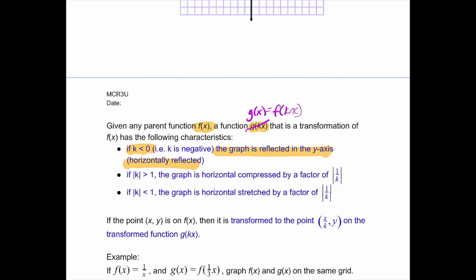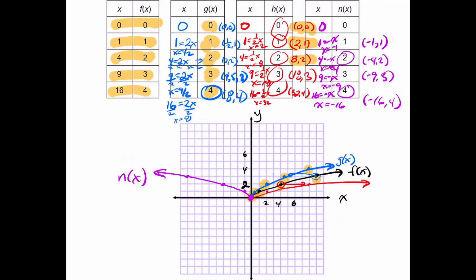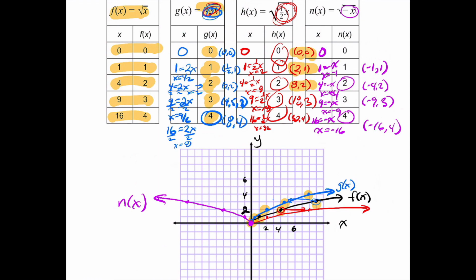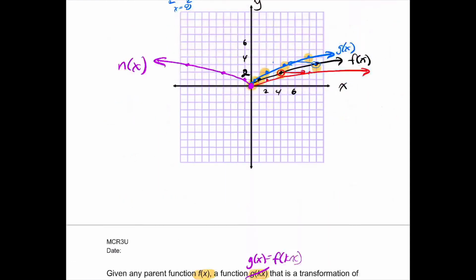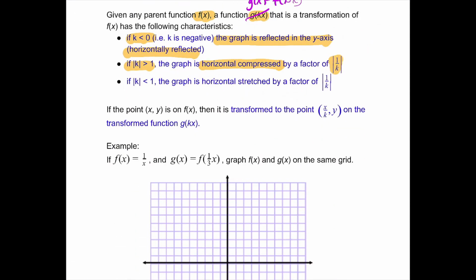Here's the tricky part: if the absolute value of k is greater than 1, the graph is actually horizontally compressed. And the factor that we say it is compressed by is actually 1 over k, and in this case, really the absolute value of 1 over k. So in this case, what we're seeing here is when k was 2, this was actually compressed by a half. Okay? Lastly, if the absolute value of k is less than 1, then the graph is actually horizontally stretched and the factor is still 1 over k.